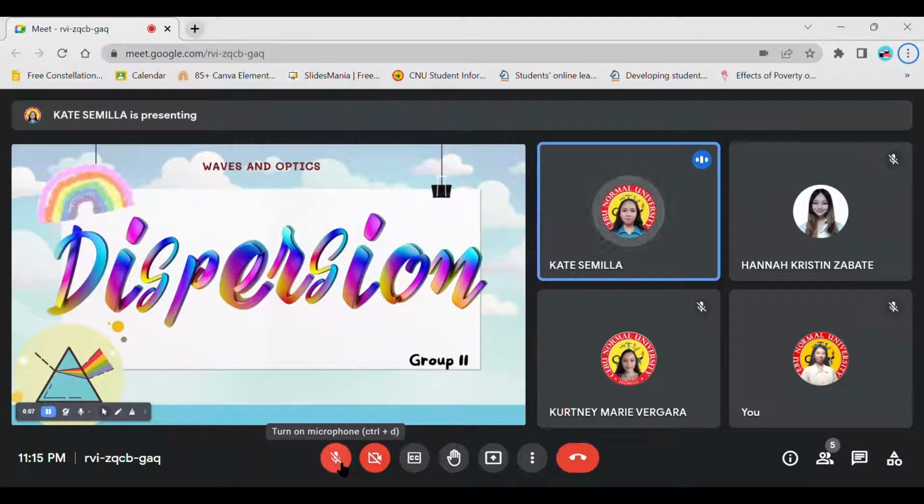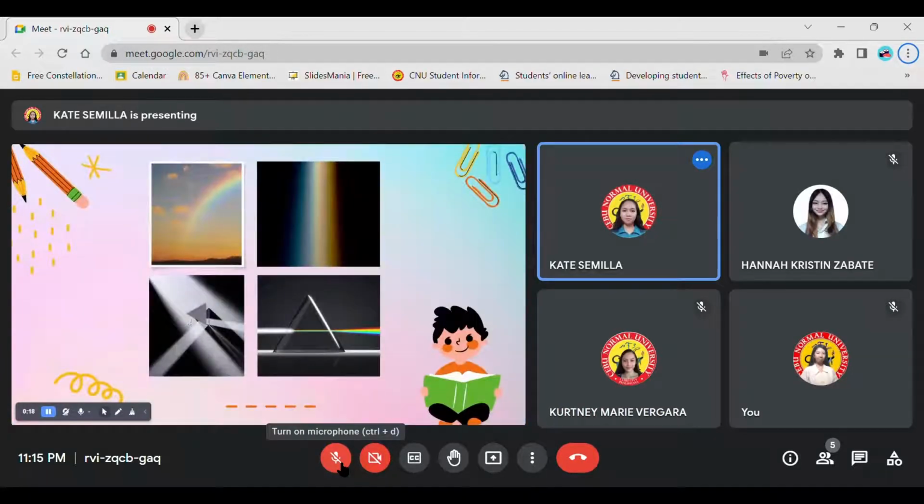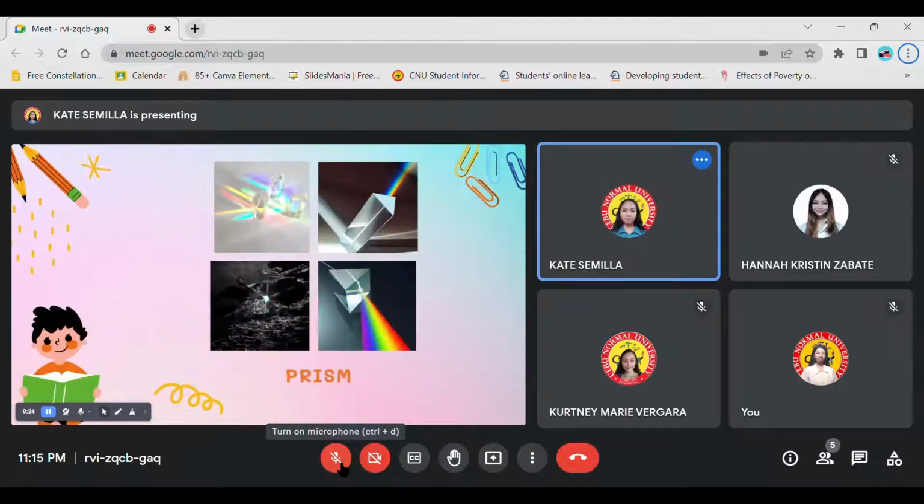Before we start our lesson, let's have an icebreaker first. I have here a set of pictures and kindly help me identify what these are. Correct, that is light. Yes, that is prism. So how are these related to our lesson? Let's check it out to our objectives.